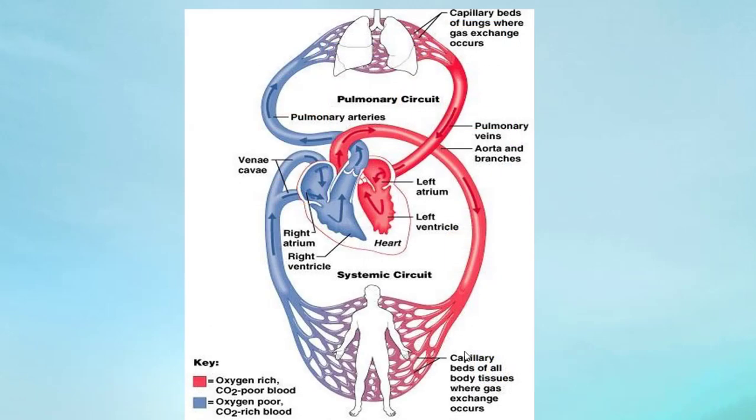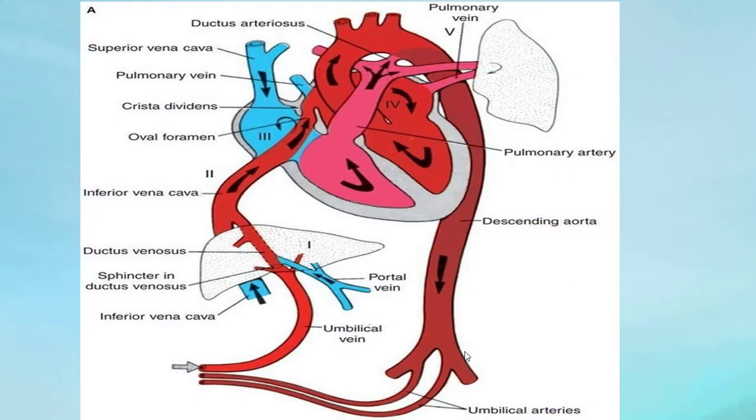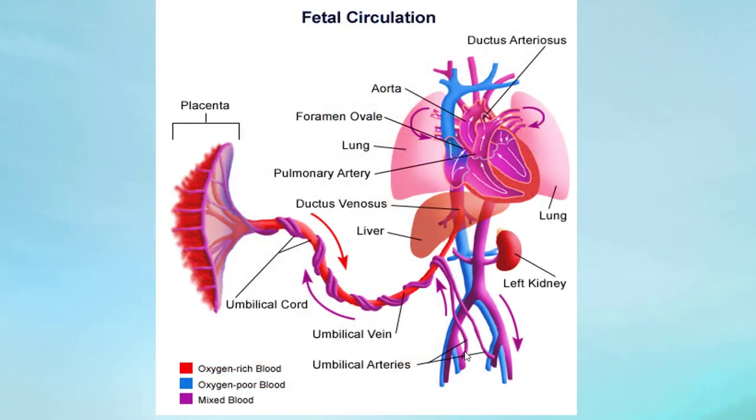Today we see the placenta. Today we see fetal heart circulation. First of all, this is the placenta, which contains 1 umbilical vein and these 2 umbilical arteries. Umbilical vein carries oxygenated blood, while umbilical arteries carry deoxygenated blood.